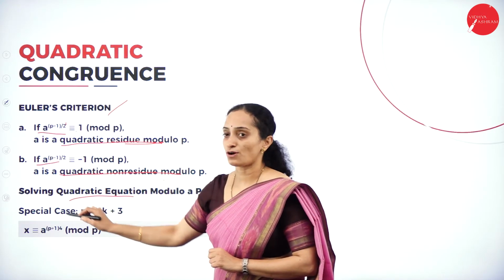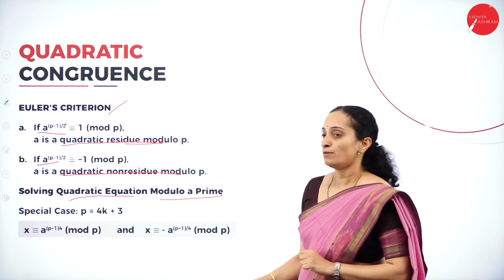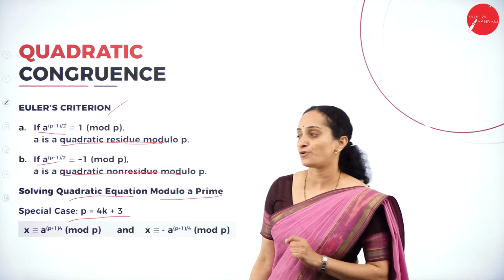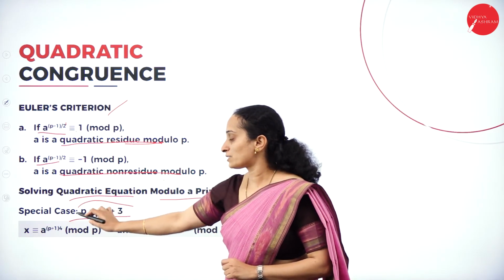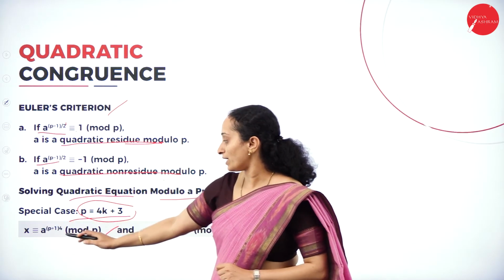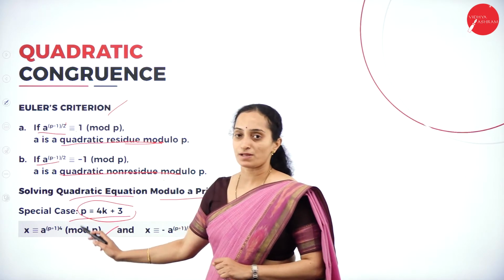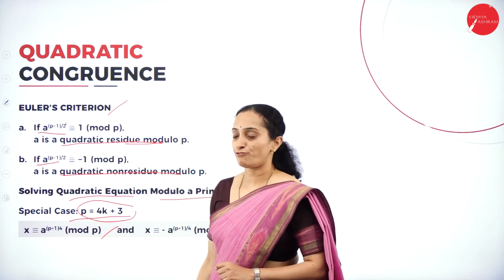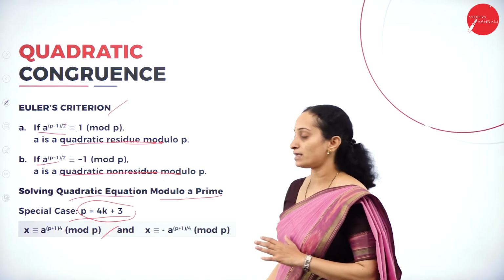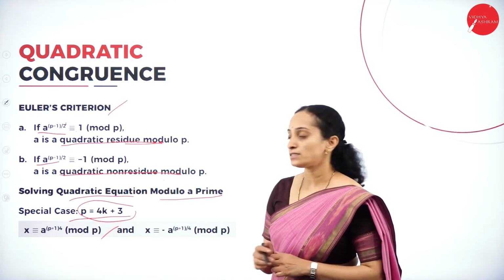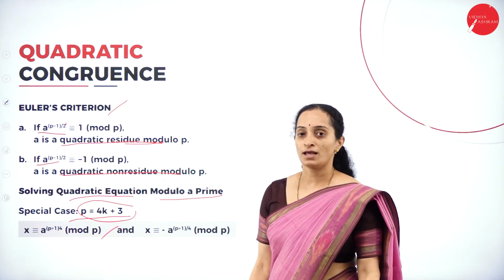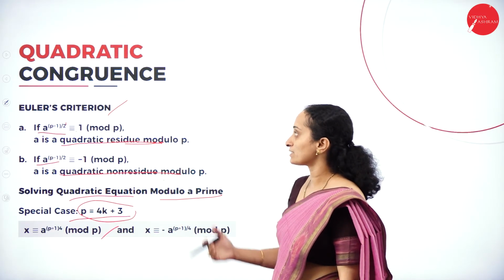Okay. So when solving a quadratic equation modulo a prime, we use the special case p equals 4x plus 3. Using this special case, you can draw the expression x congruent to a to the power of (p plus 1)/4 mod p, and x equals minus a to the power of (p plus 1)/4. Plus and minus, positive and negative numbers are taken for finding out the congruence on the x and y direction.